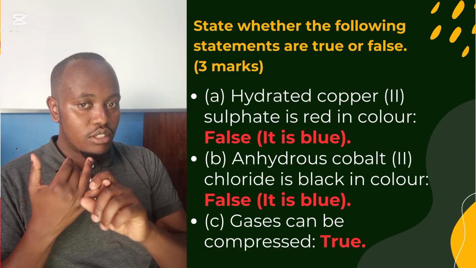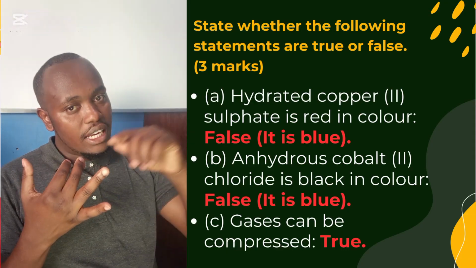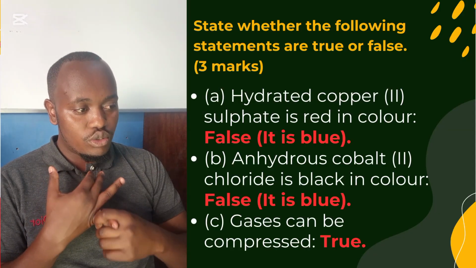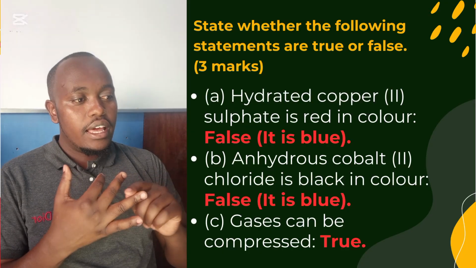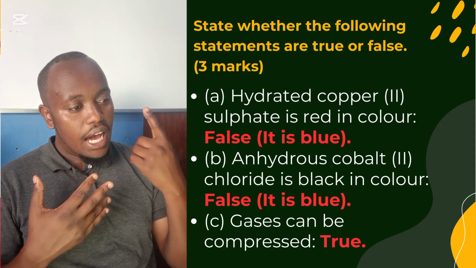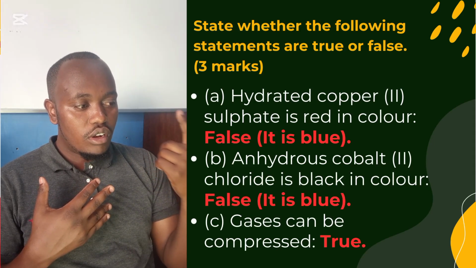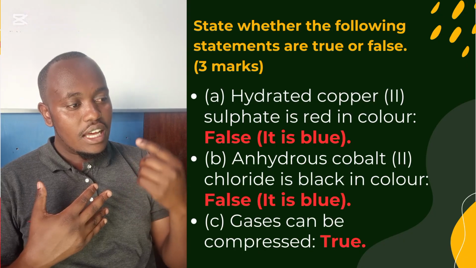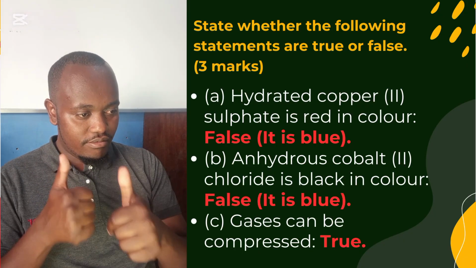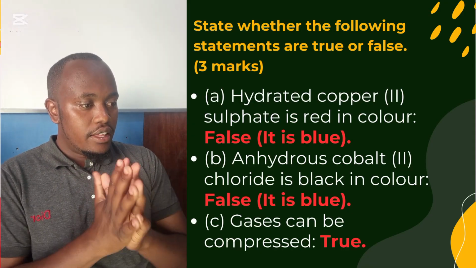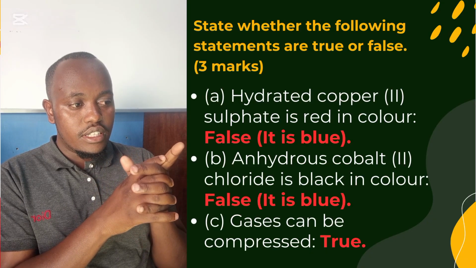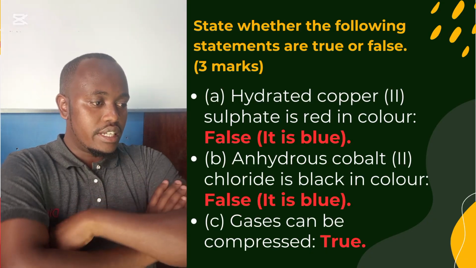Note that anhydrous cobalt 2 chloride is blue. Anhydrous copper 2 sulfate is white. Hydrated cobalt 2 chloride is pink. Hydrated copper 2 sulfate is blue. You have learned something. Don't say that both are blue when they are hydrated. No. One is blue when it is hydrated, the other one is blue when it is anhydrous.